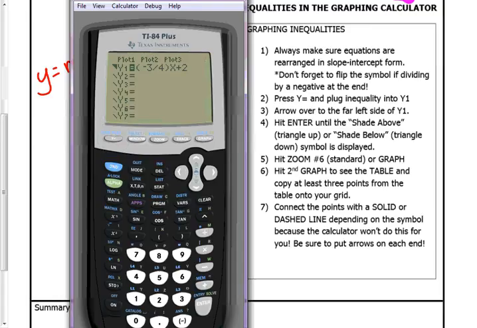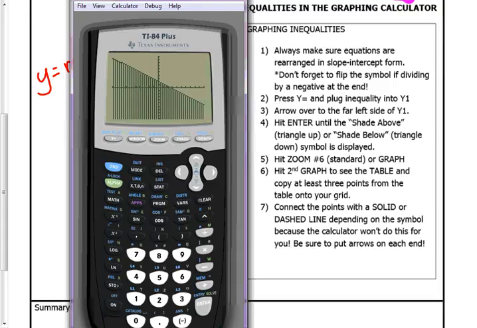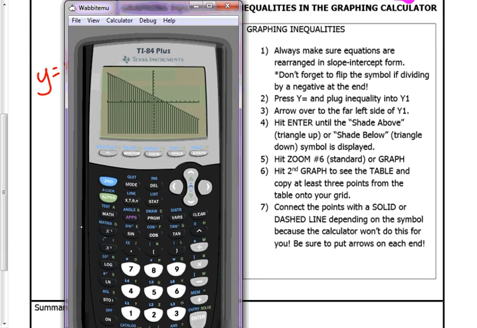So if the symbol was less than or even less than or equal to, I want to keep hitting enter until I see this triangle below, like this triangle down at the bottom. That's going to shade it in a different spot. That's going to shade it below. So if I hit graph here, now the shading is on the other side. So the calculator won't automatically do it for you correctly. You have to press the right buttons in the calculator correctly in order for it to graph it correctly.